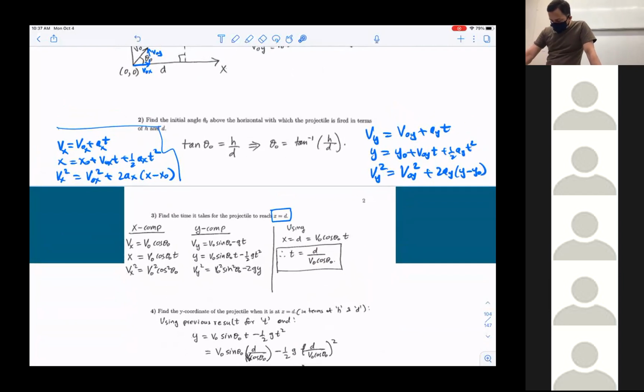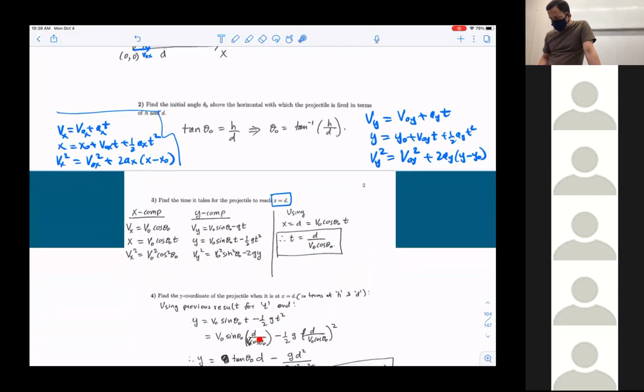For the projectile, let's try and find its height. Well, I can just go ahead and find what its y value is at this particular time. So since this is my y equation here, I'm just going to go ahead and use this time in here. And then you get V naught sine theta naught, d over V naught cosine theta naught, minus 1/2 g, and then d over V naught cosine theta naught, the whole thing squared. So that is the height of the projectile at the moment that it crosses the x coordinate of the target.